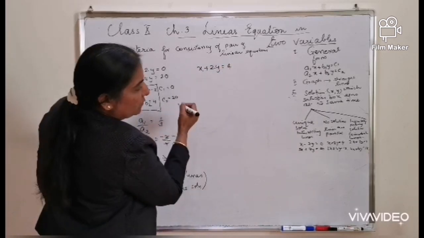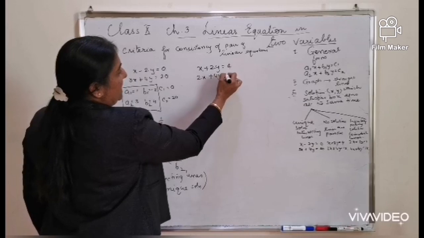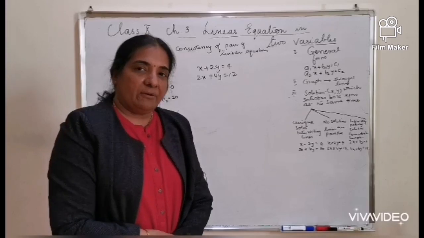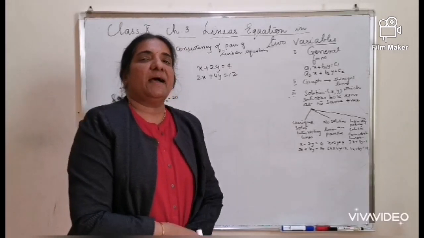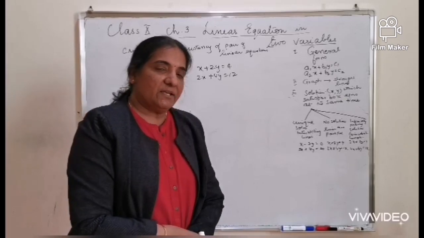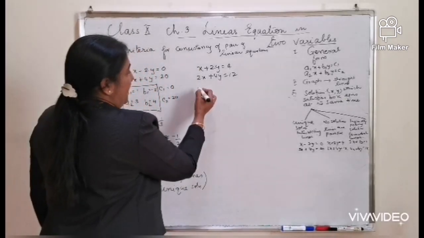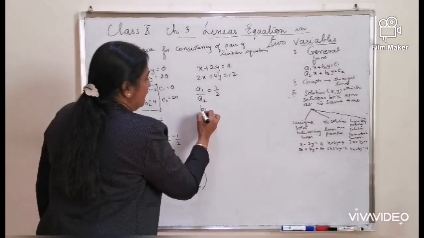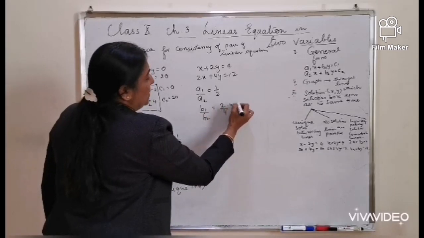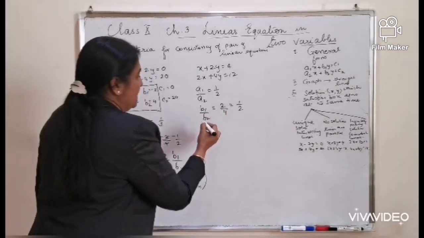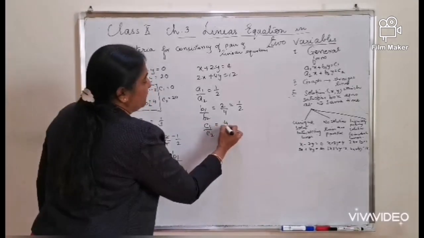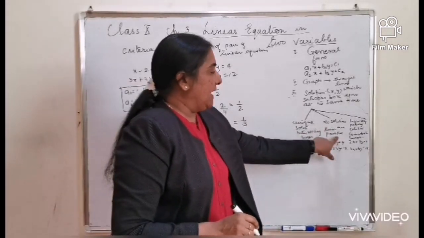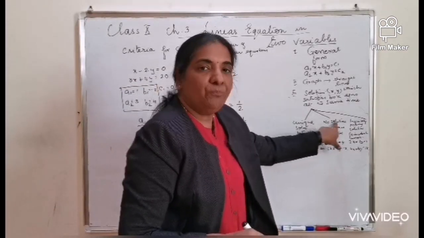Consider case 2. x plus 2y is equal to 4 and 2x plus 4y equal to 12. The same way, compare the values of a1 by a2, b1 by b2 and c1 by c2, which will give you a relation. a1 by a2 here is 1 by 2. b1 by b2 here is 2 by 4, which is the same as 1 by 2. The value of c1 by c2 is 4 by 12, which is equal to 1 by 3. And the lines were parallel and there was no solution.